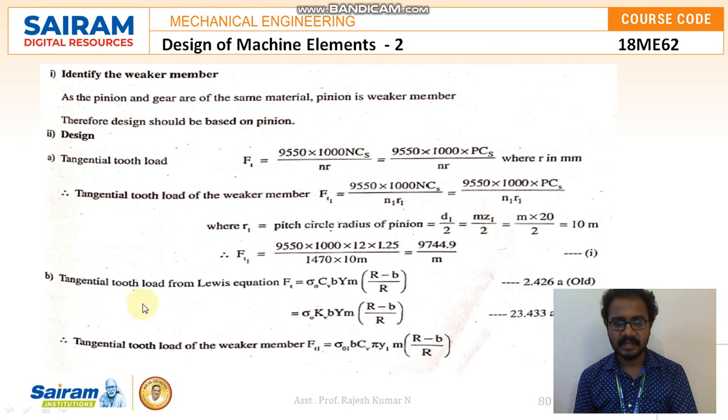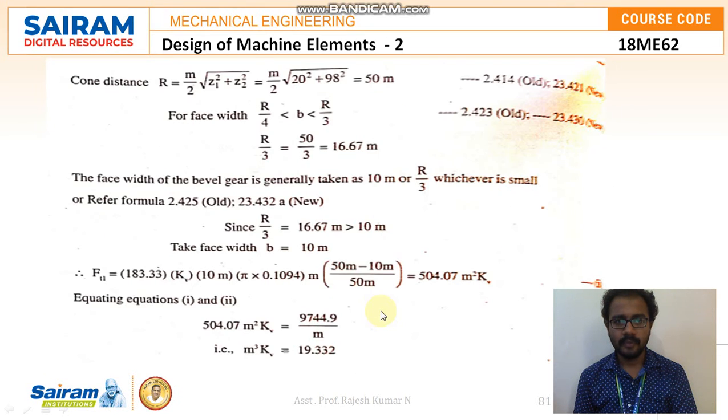Then moving to the next step, that is the tangential load from the Lewis equation, 23.433a. Here the b value is unknown and the r value is unknown. So the r value I will find from equation 23.421. The formula is m by 2 into square root of z1 square plus z2 square. Since both z1 and z2 are known, I am getting the r value in terms of module, that is 50 module, and the face width I will consider as r by 3. So r value is 50 module by 3, so I will be getting the face width as 16.67 module.